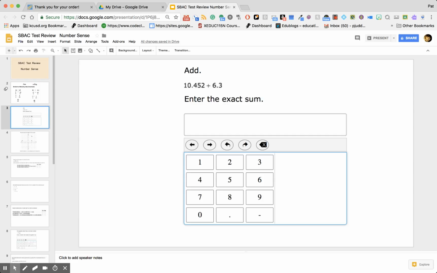Okay, and you should have 16 and 752 thousandths as your decimal. Again, the important thing is lining up your decimal points.